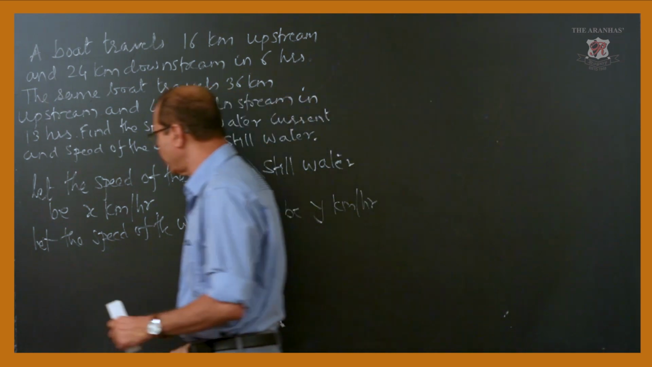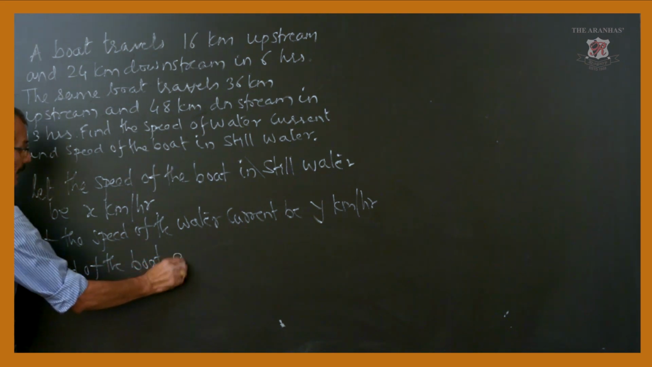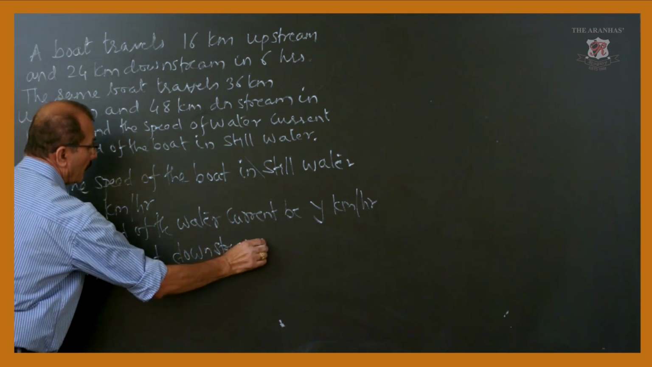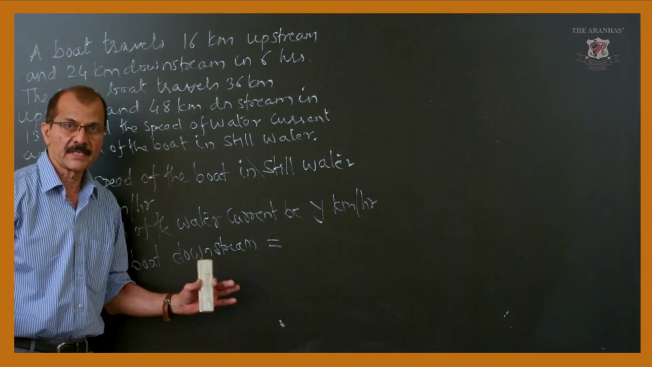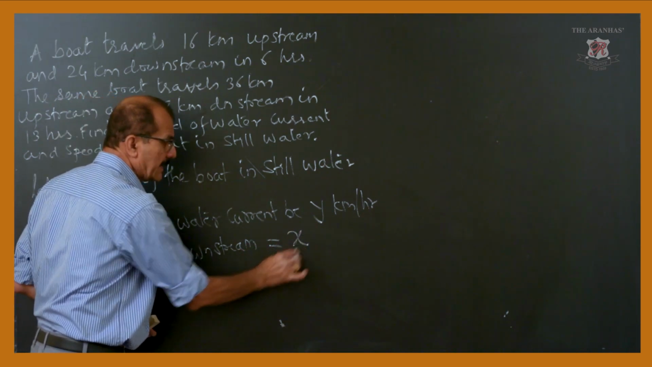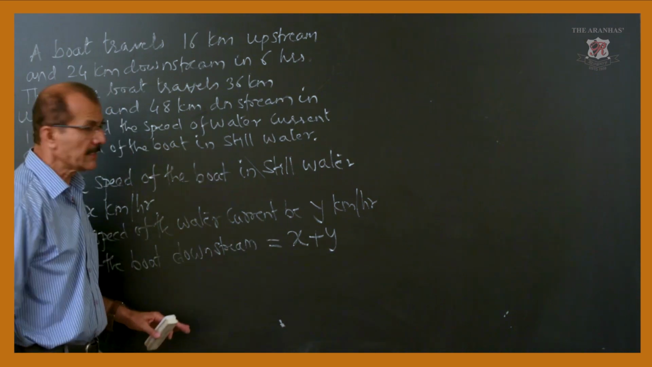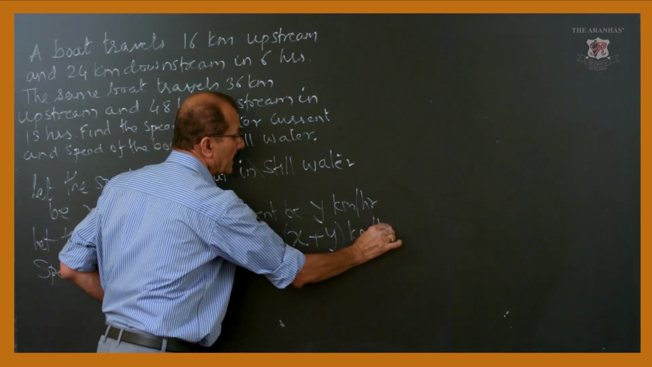So, the speed of the boat downstream will be equal to, I told you, sum means we have to add. So, the speed of the boat is x and the speed of the water is y. So, x plus y kilometer per hour.